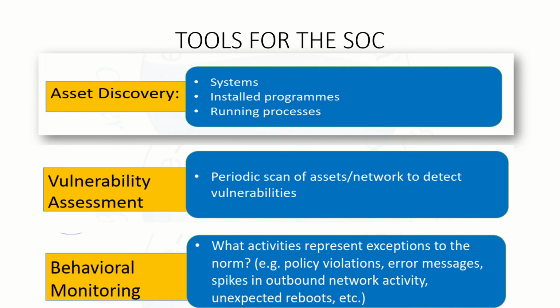Now, these are the tools you need. You need an asset discovery system, that is the systems, the installed programs, and then running processes. Then vulnerability assessment. You should do periodic scans of assets or network to detect vulnerabilities on your network. Then another important thing is behavioral monitoring. What are the activities or the exceptions to a norm? Maybe there is a norm on your network that you shouldn't do this, but somebody violates that particular policy. How would you be able to track that? Then error messages pop up. How would you be able to narrow down such an error or do simple troubleshooting?